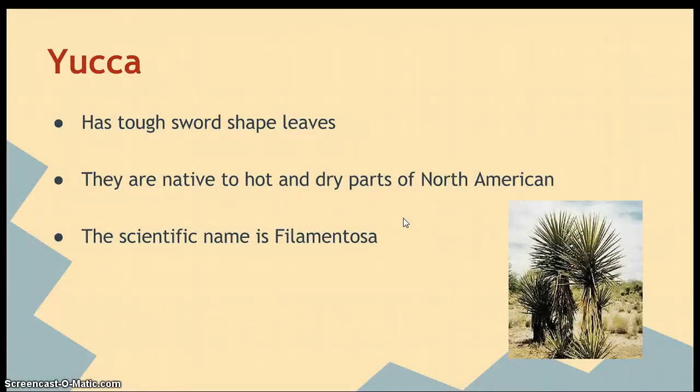Here's our yucca. There are 40 to 50 species of the yucca. They have sword-shaped leaves and they're really tough.